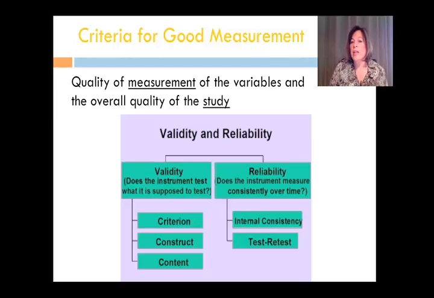Under validity, we're going to talk about three different kinds: content, criterion, and construct. Under reliability, we're going to talk about a number of things too. We're going to talk about consistency and replication, repeatability.